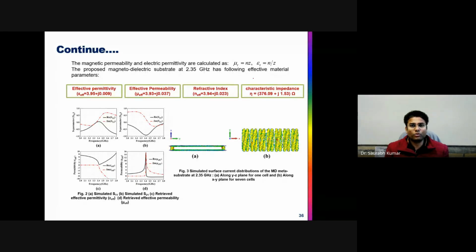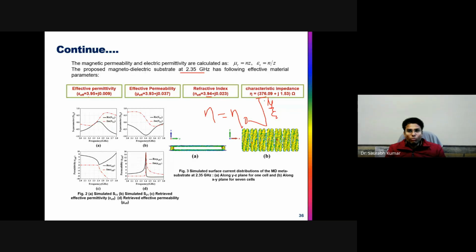So at the 2.35 gigahertz resonance of your antenna, you have, let's say, 3.95 epsilon r and 3.93 mu r, approximately the same. If epsilon and mu are the same, the refractive index is also the same, and your characteristic impedance will match the free space impedance, because you know that eta is equal to eta naught under the root mu over epsilon.